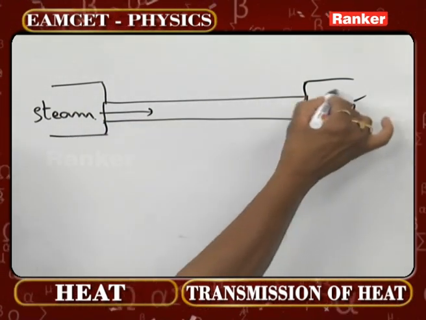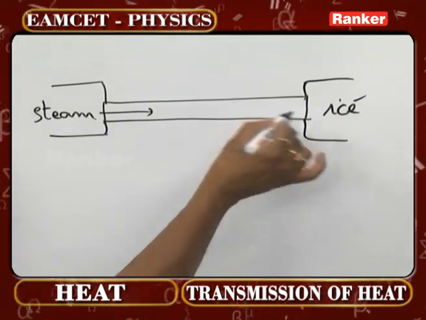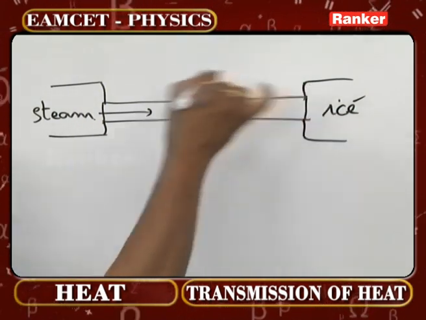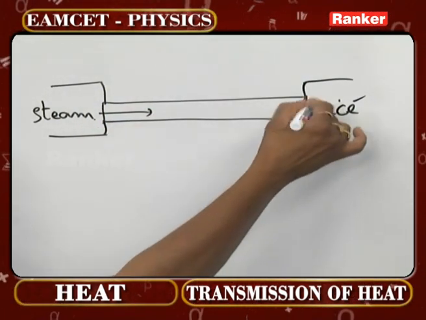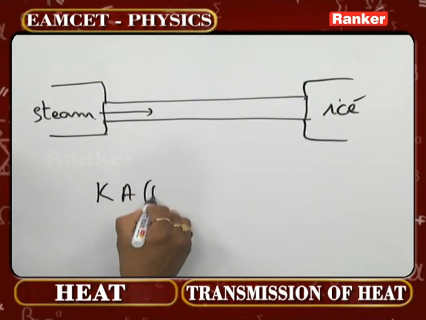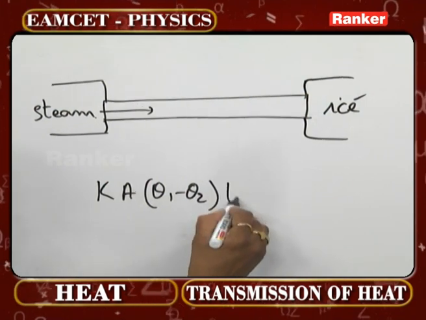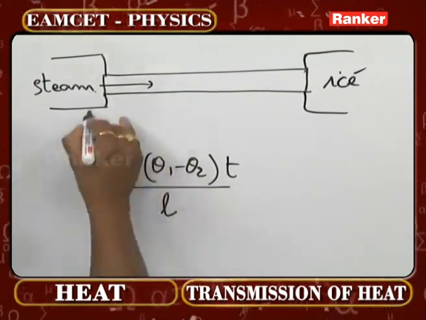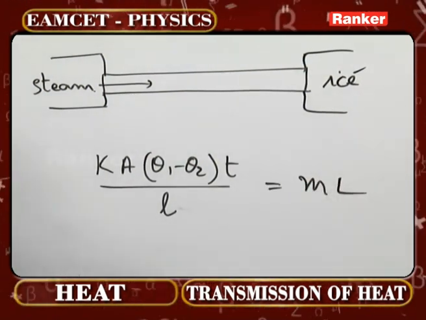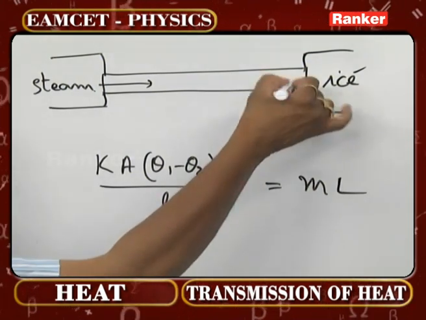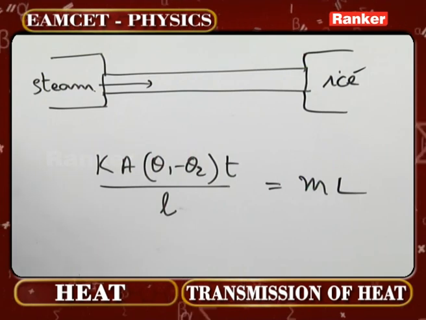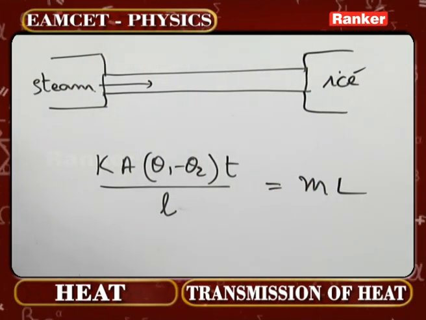The heat energy required for this ice to melt is given by this steam chamber. In other words, the energy reaching over there is responsible for the melting of ice. What is that amount of energy? K A (theta 1 minus theta 2) t by L. This must be equal to M L. What is M? The mass of ice that has been melted. And what is this L? The latent heat of ice. In fact, we all know it is 80 calorie per gram.